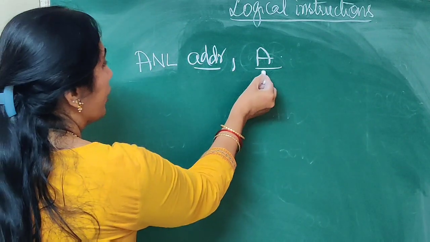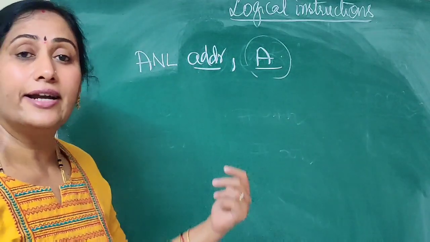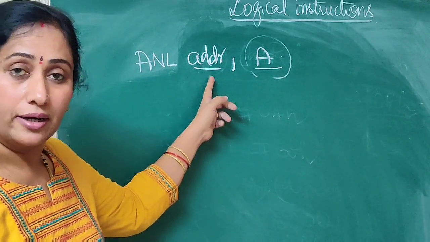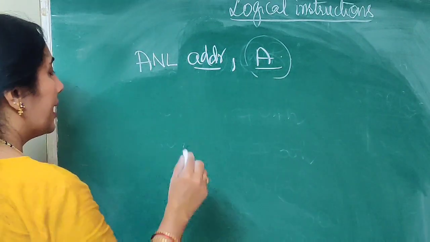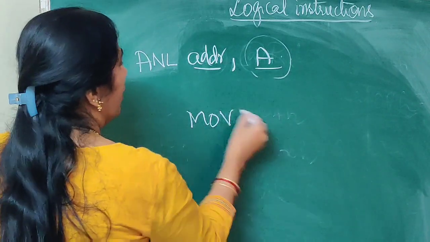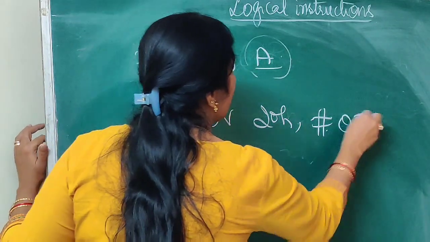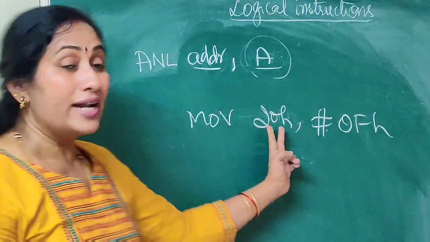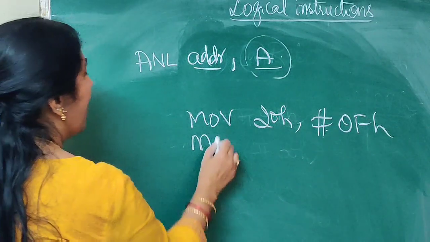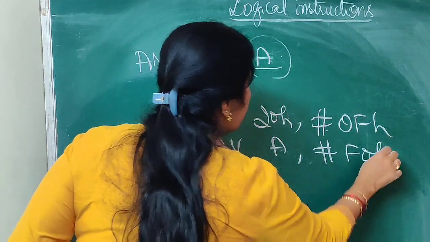So here what is going to happen? Whatever the content of the accumulator is, that will get ANDed with the contents of the internal RAM, and the result is going to be placed in the internal RAM only. Let me take an example. Say in the 20 hex memory location, I have loaded certain data, say 0Fh. And say I have loaded in the accumulator certain data, say F0 hex.